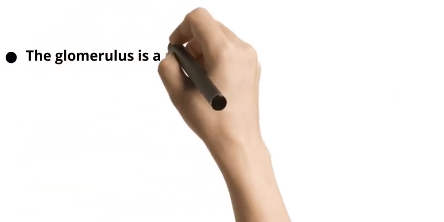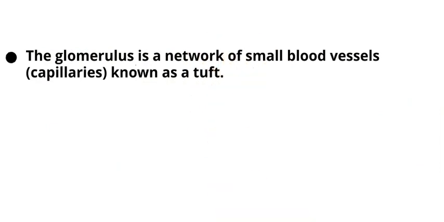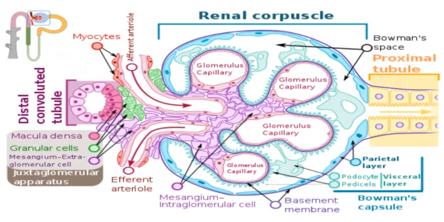The glomerulus is a network of blood vessels or capillaries, and it is referred to as a tuft. It is the first structure you see within the nephron of a kidney. The glomerulus receives its blood supply from an afferent arteriole, and its content, after reabsorption, is drained by the efferent arteriole.